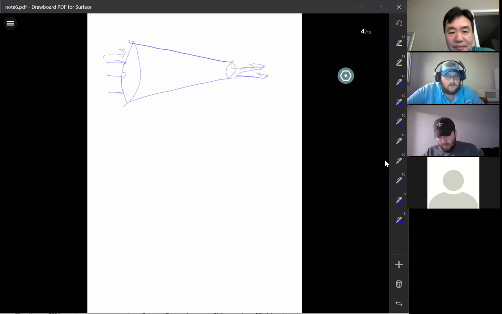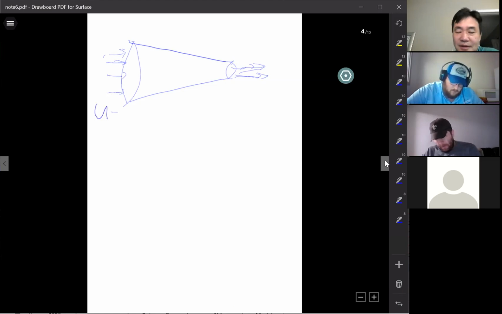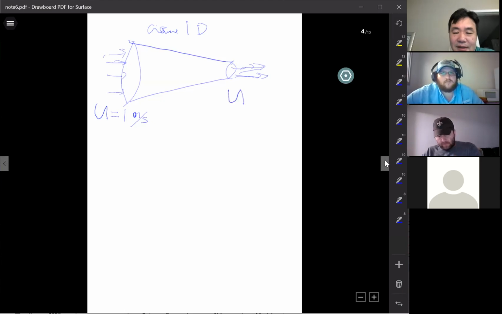Okay, good. Let's say the velocity here at the inlet is 1 meter per second. Let's use U, so that tells you it's a 1D problem. Let's assume it's 1D. In reality, of course, it's not absolutely 1D, but let's make our life a little bit easier. 1 meter per second. The outlet speed U at the outlet increased, right? Let's say 4 meters per second.